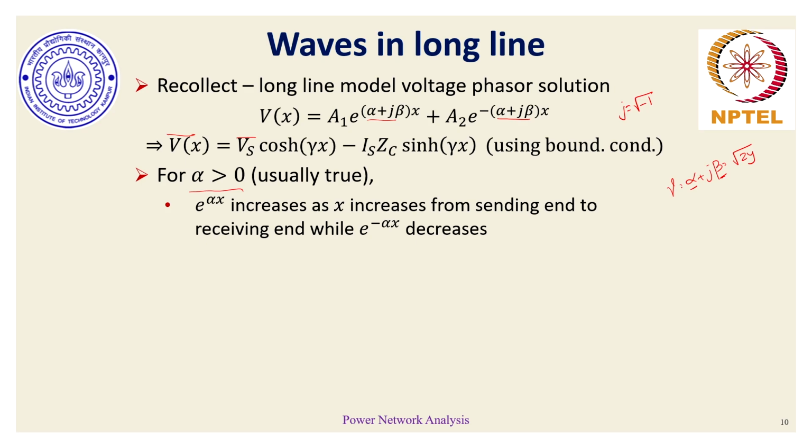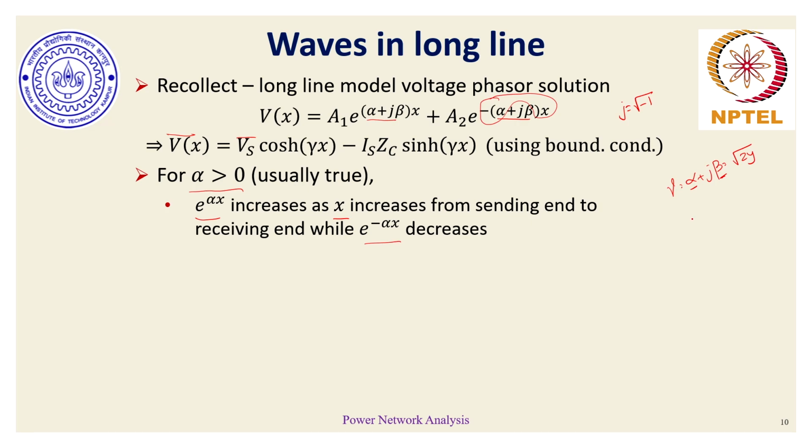So if alpha is positive, then e to the power alpha x would increase as x increases, whereas e to the power minus alpha x, which is appearing over here, would decrease as x increases. So that's the notion, because alpha remains positive.